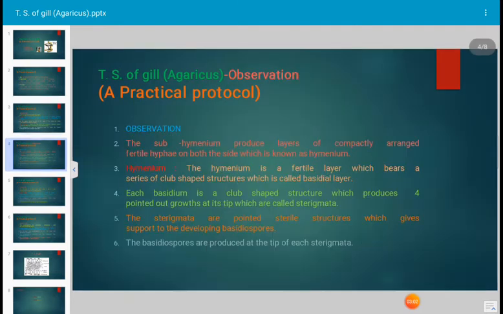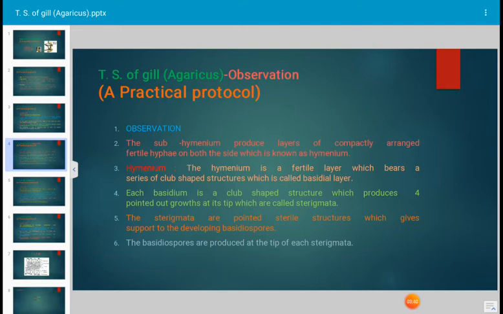Next. And the subhymenium produces layers of compactly arranged fertile hyphae on both the sides, which is known as hymenium. In fruiting body of Agaricus, the hymenium is a fertile layer and it bears a series of club-shaped structures which is called Basidial Layer. And Basidial Layer again develops on both the sides of the subhymenium, and Basidial Layer is developed from the hymenium. The hyphae of hymenium, they are fertile hyphae, and in presence of enough food material, the Basidial Layer is developed.